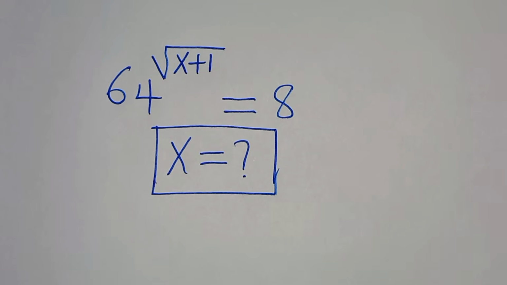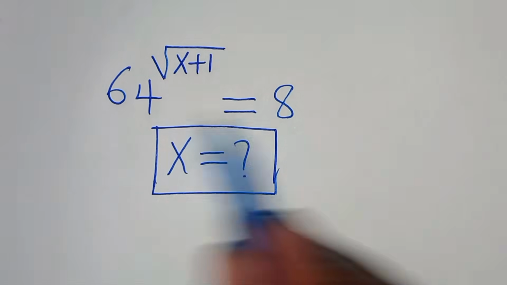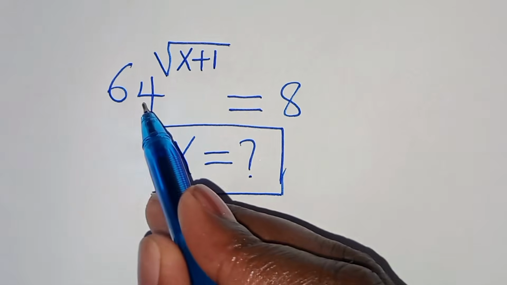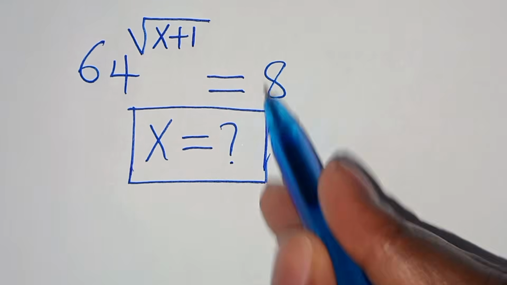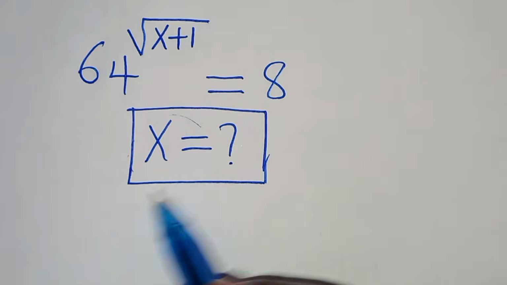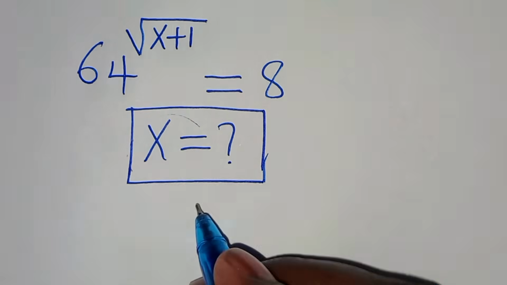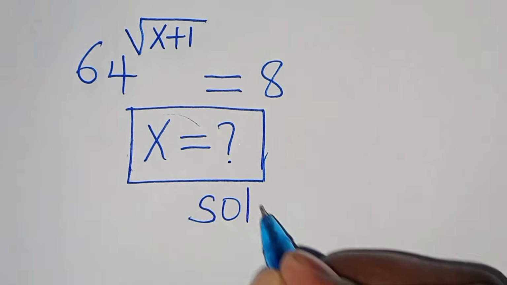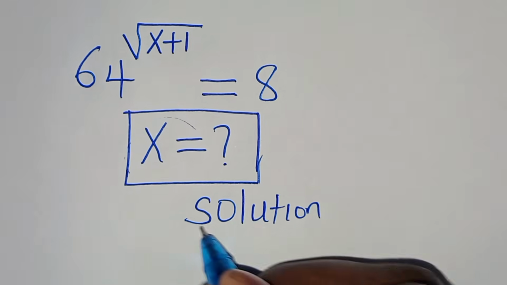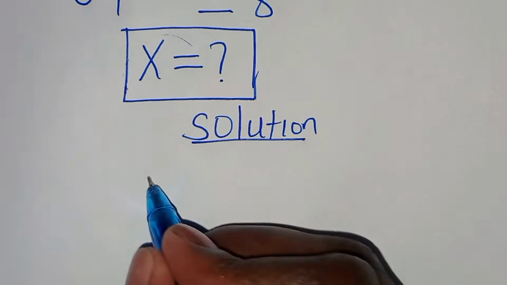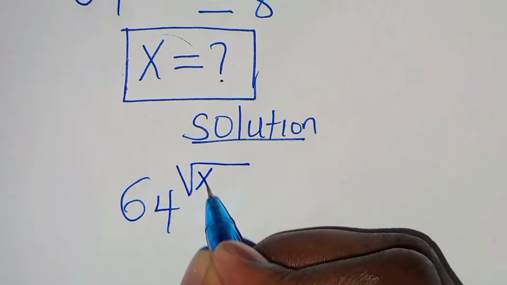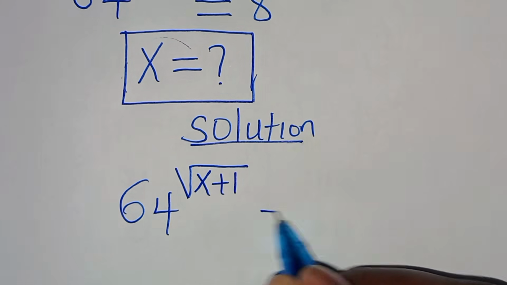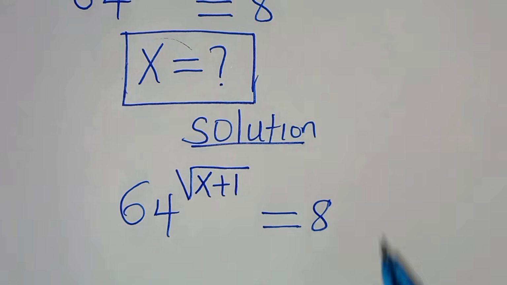Hello everyone, you're welcome to solve this nice exponential equation, which is 64 raised to the power of square root of x plus 1. This is equal to 8. So what is the value of x? Now let's provide a solution here. This is 64 raised to the power of square root of x plus 1. This is equal to 8.